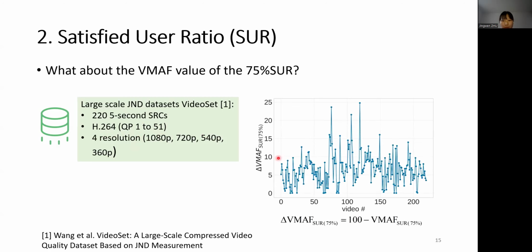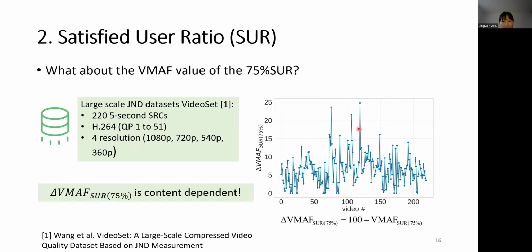So we compute the VMAF scores of the encoded videos whose SUR values equal 75, and we plot the delta VMAF across the entire dataset for 1080p. The delta VMAF SUR 75 equals 100 minus the VMAF score of the video whose SUR equals 75%. So we can see that this delta VMAF is really content dependent.